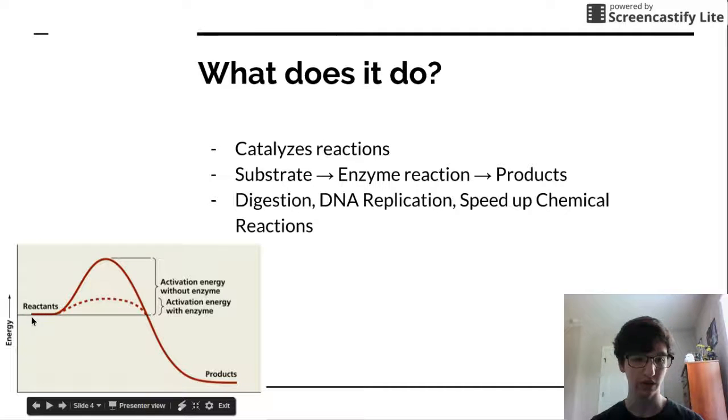Right here on this graph, I still don't know if my mouse will be seen. These are the reactants right here, and if you follow the red line, it follows the energy, which goes significantly up and then finally crashes all the way down to the products. And if you follow the dotted red line, that's the same chemical reaction, but with enzymes instead, where it takes considerably less energy to do the same chemical reaction and end up with the same products.